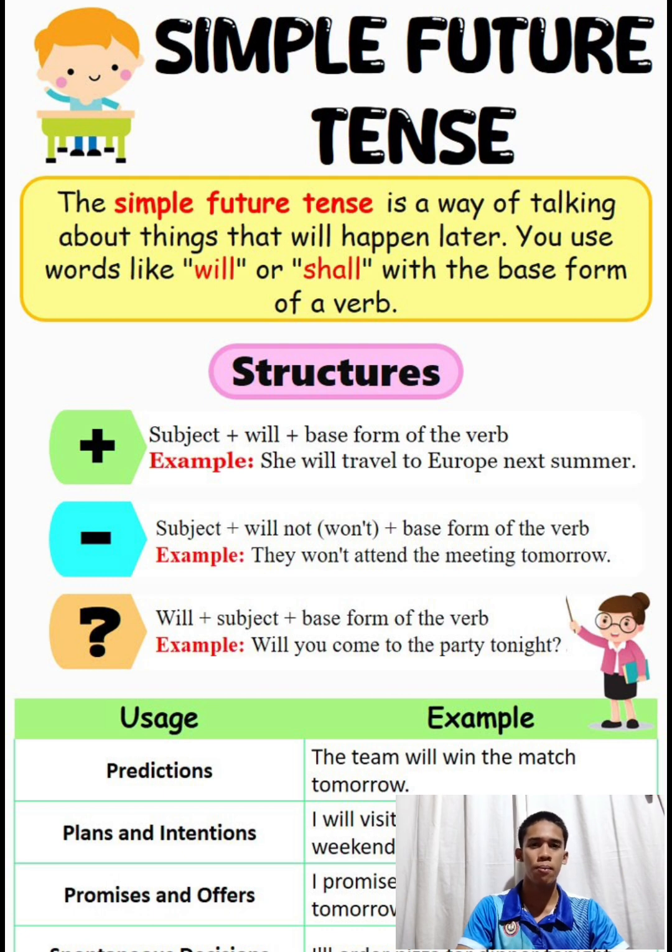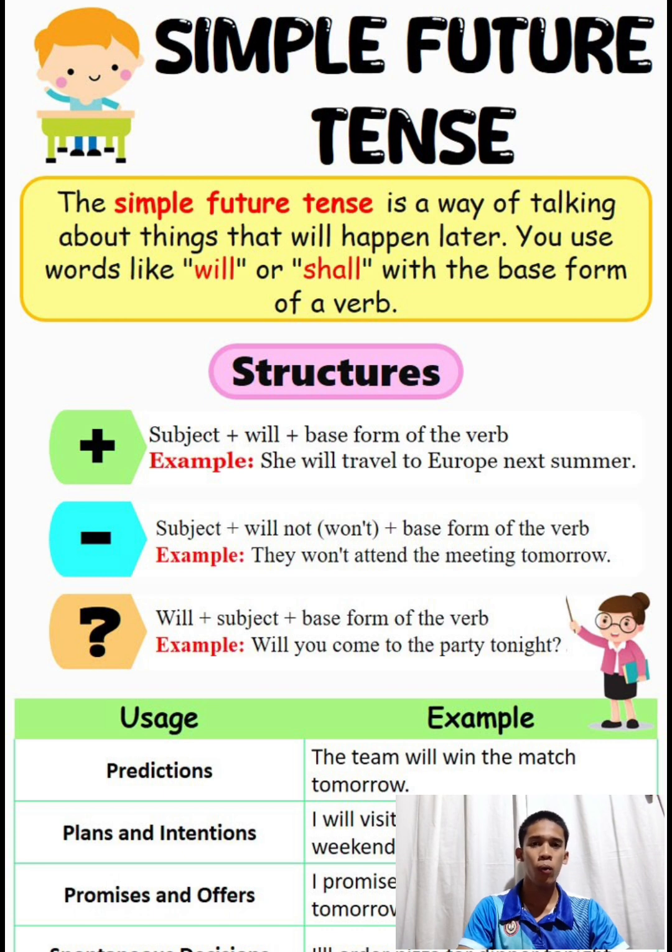So, what is the future simple tense? The future simple tense, formed with will plus the base form of the verb, describes actions or events that will happen in the future. Again, the simple future tense is formed by using the auxiliary verb will followed by the base form of the main verb. So here is an example of the future simple tense. I will go to the store tomorrow.